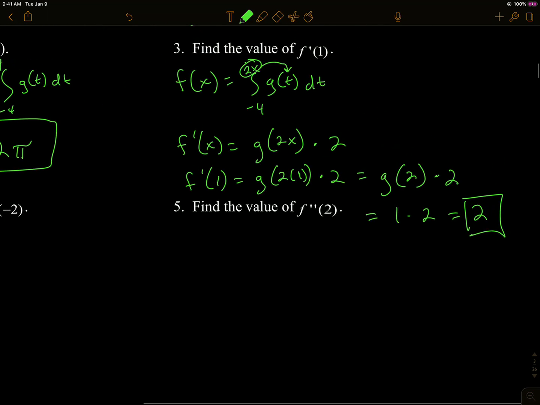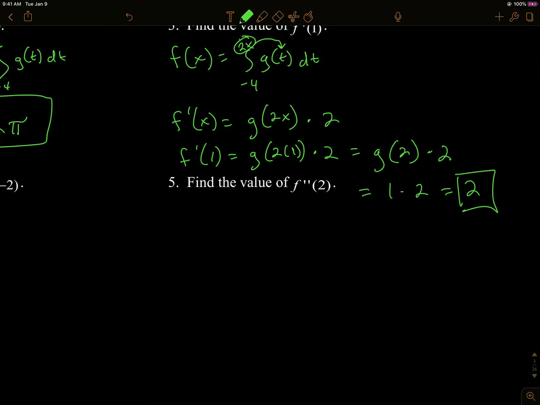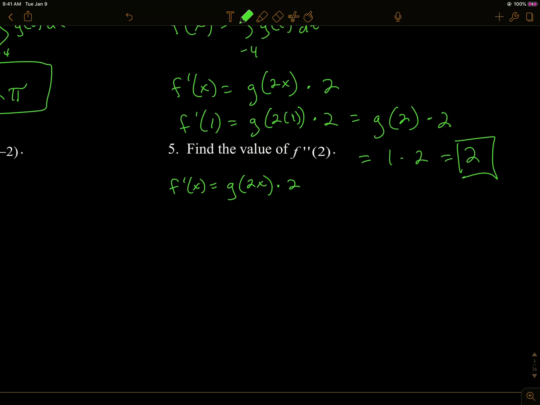What if we have to do the second derivative of f? So let's start with this. We know from above that f prime of x was g of 2x times 2, right? Now we're going to do the second derivative. This looks like a chain rule right here, right? This is a constant. Maybe I'll write this as 2 times g of 2x. So the constant 2 comes along for the ride.